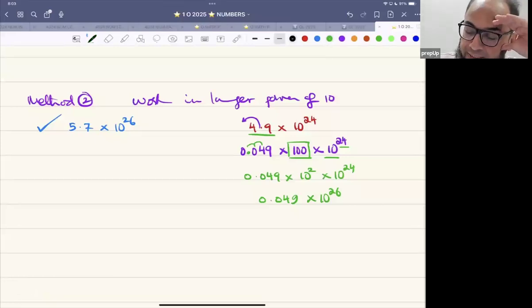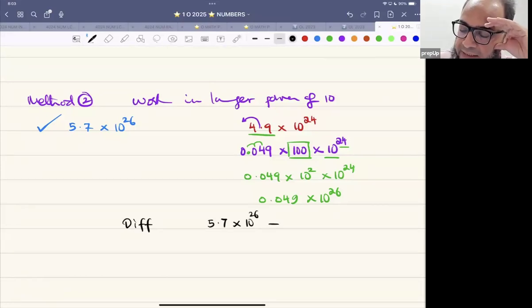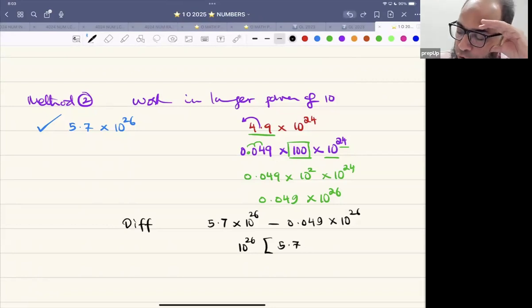Now when I calculate the difference, that is 5.7 into 10 power 26 minus 0.049 into 10 to the power 26. 10 to the power 26 is taken common out. 5.7 minus 0.049.